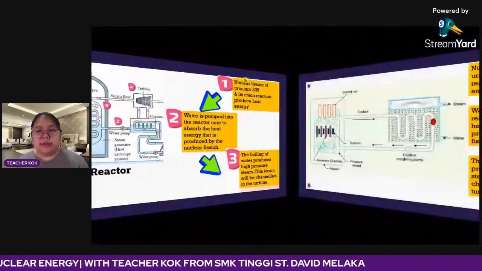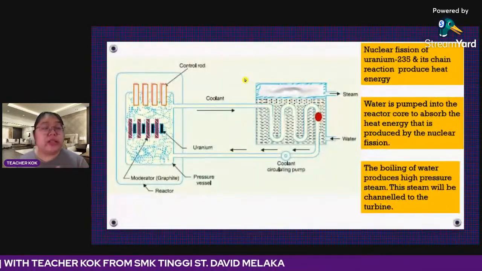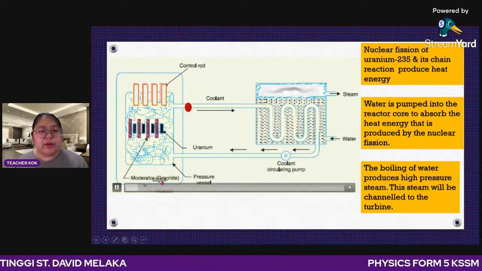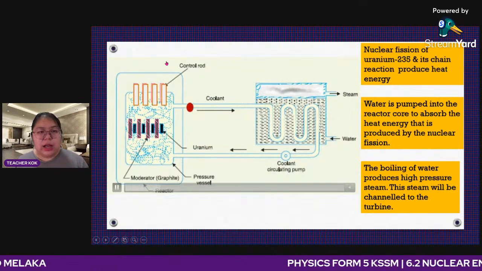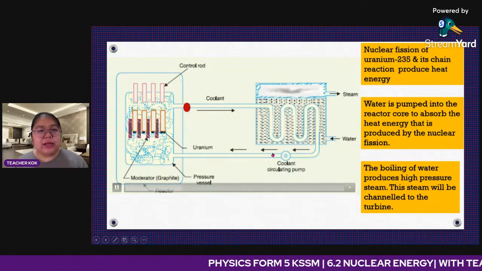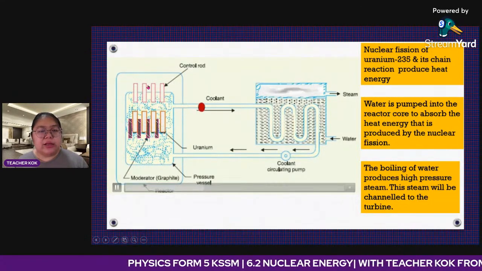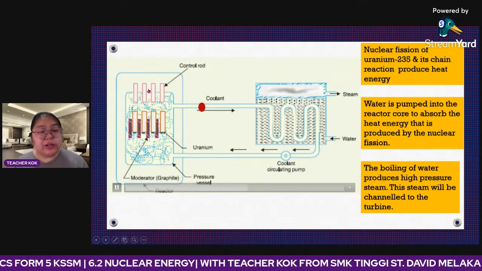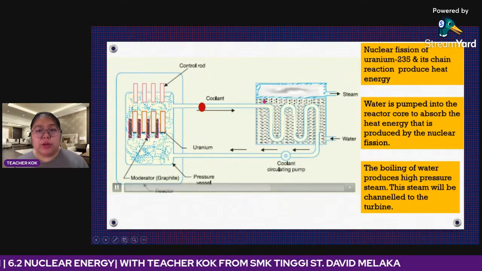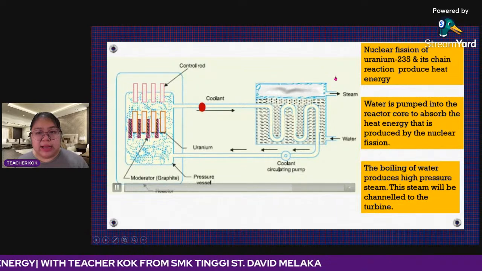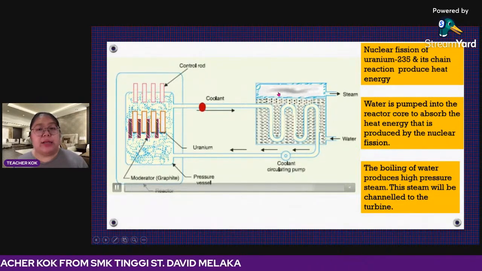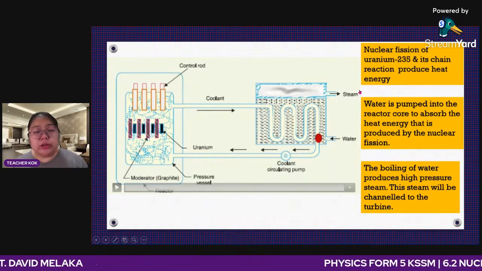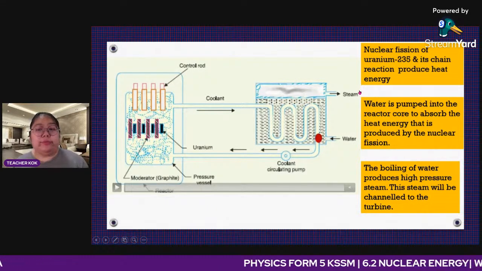Okay, let's see the generator. Before the generator, we're going to see this process first, how it runs. You can see how they're moving. The water flows in, then this is the reactor core. Nuclear fission happens here. Then the coolant water keeps moving like this. Then this is the steam. This steam should be the high pressure steam. Then we go to the turbine.